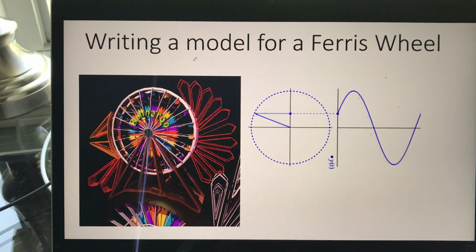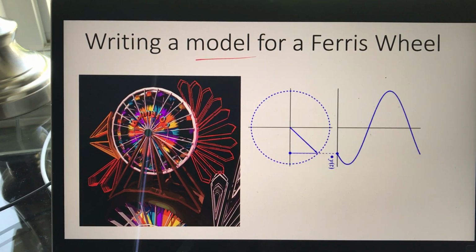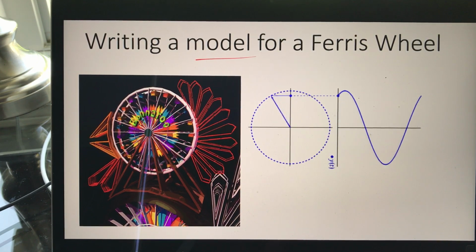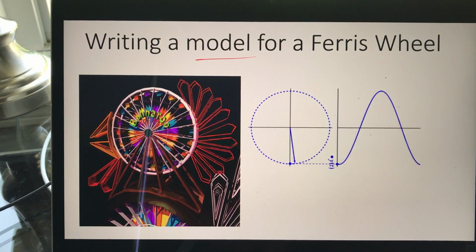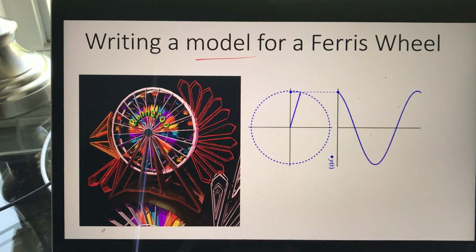So I want to start with writing a model for a Ferris wheel. I think everyone's been on a Ferris wheel before or seen a Ferris wheel, so they have a sense. It's a nice example of something repeating itself in terms of the motion.